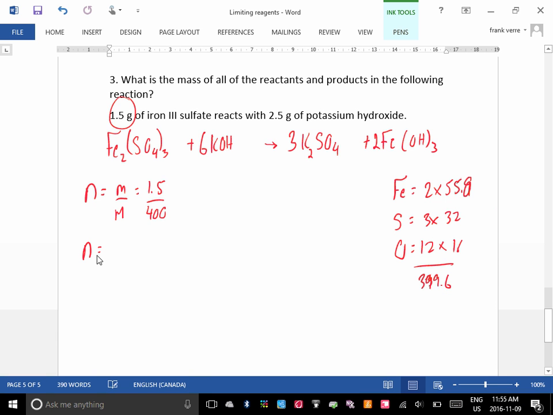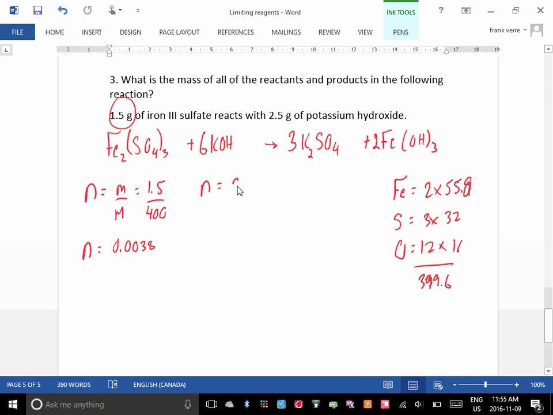399.6. Okay, so it's about 399.6. Let's just round it up to 400. So how many moles is that? 1.5 over about 400 is 0.0038. All right, let's look at the number of moles of potassium hydroxide.